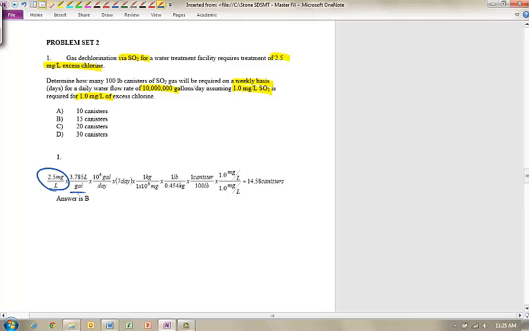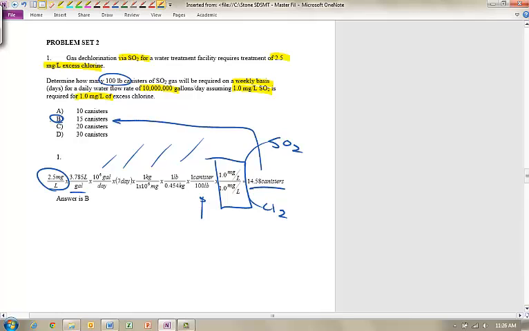convert liters to gallons, so gallons per day, 7 days. Weekly, this would be 7 days. Milligrams to kilograms, kilograms to pounds. Each canister is 100 pounds, because that was given as a 100-pound canister, and then our conversion right here. So for every 1 milligram of chlorine, on the bottom here is our Cl2, we need this much sulfur dioxide, and that would result in about 14.58 canisters, or 15 canisters. The answer would be B.